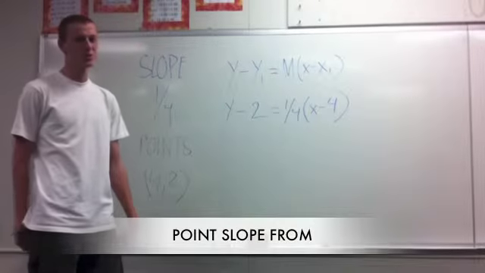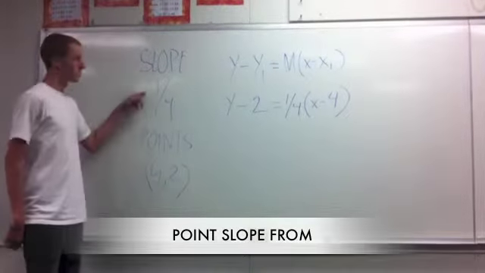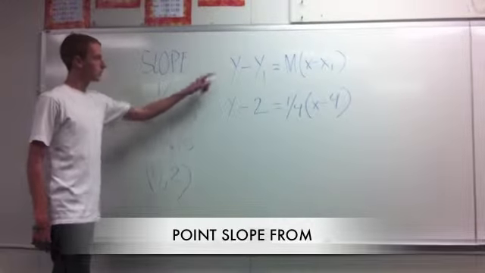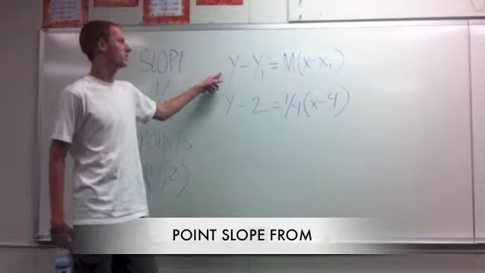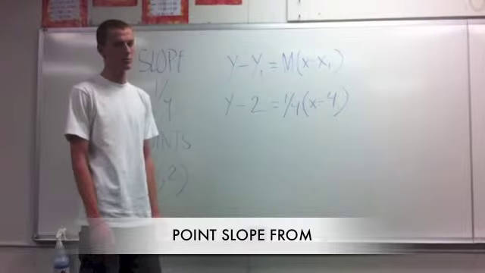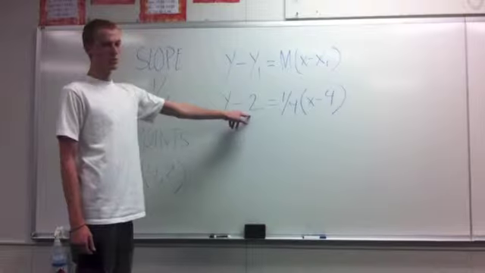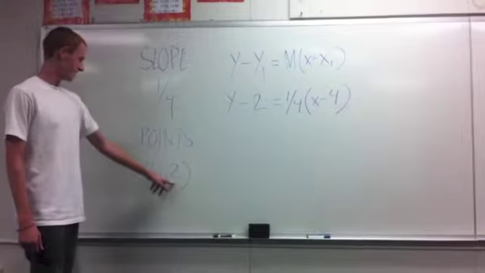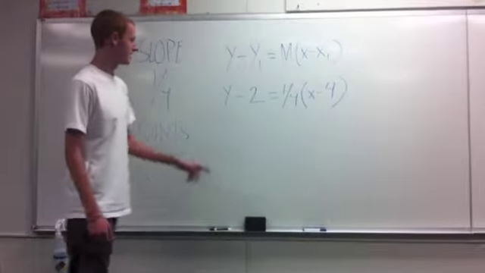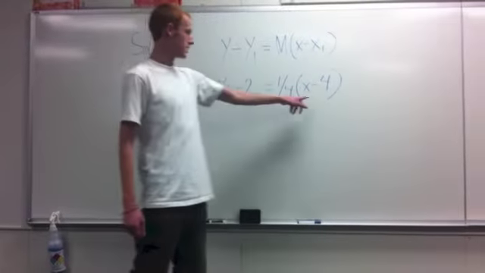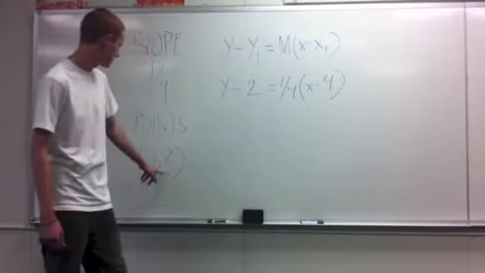Alright, next one we're going to do is point-slope form. For the slope we have 1/4 and the point is (4, 2). So your equation is going to be y minus y1 equals m times x minus x1. So y minus 2 from right there, and then your slope is going to be 1/4, which is the m, and then x minus 4, and that comes from the point right here.